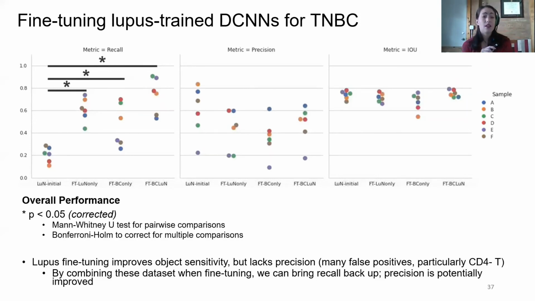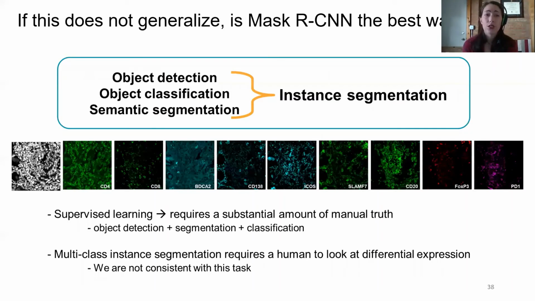Combining lupus and the triple negative breast cancer data sets does improve sensitivity when you're fine-tuning, but we have a lot of false positives, particularly in the CD4 negative T cell population, and that's due to some issues with the channel in the CD3 positive population. So if this doesn't generalize, what is the best way?